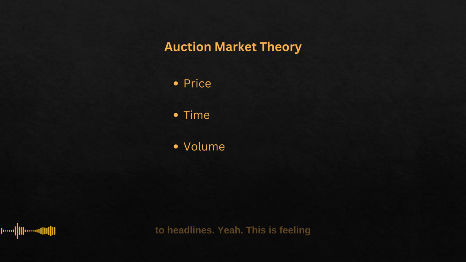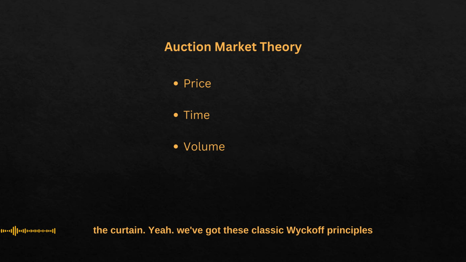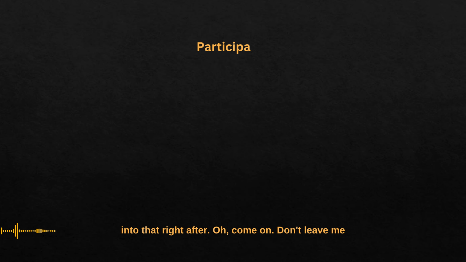This is feeling like we're getting some secret knowledge, behind the curtain. So we've got these classic Wyckoff principles and then this auction theory. But I'm still thinking about the algorithms running around out there. How does Wyckoff 2.0 account for that? That's where things get really interesting. And we'll dive into that right after. Oh, come on. Don't leave me hanging. Give me a little something.